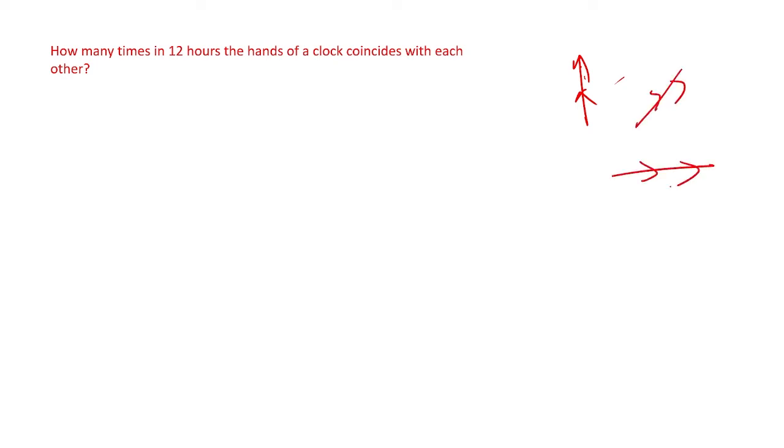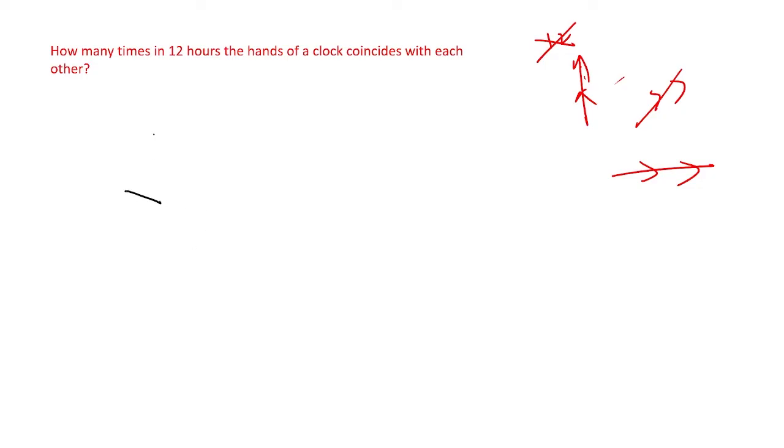Like this. So generally what people will do is they will think like this: 12 o'clock, 1:05, 2:10, 3:15. They will count these and they will say 12 times, which is the wrong answer. So why? Because actually you are going to get only 11 times. The difference you can see exactly in between 11 o'clock and 1 o'clock. Think like this.